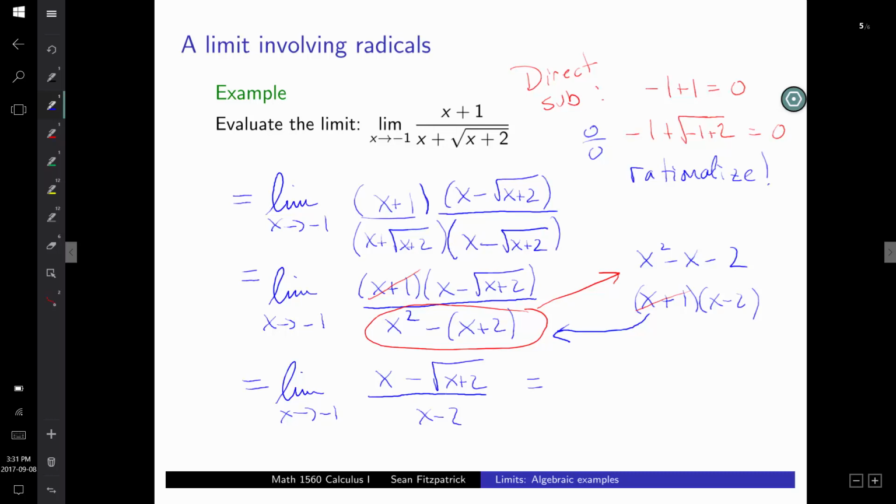And now I no longer get a 0 on the bottom, so I can plug in my x values. So I get minus 1, subtract the square root of minus 1 plus 2, over minus 1 minus 2. And what is that going to give me? Up top, I'm going to get minus 2. On the bottom, I get minus 3. Those two minuses cancel out, and I get 2/3 for my value.